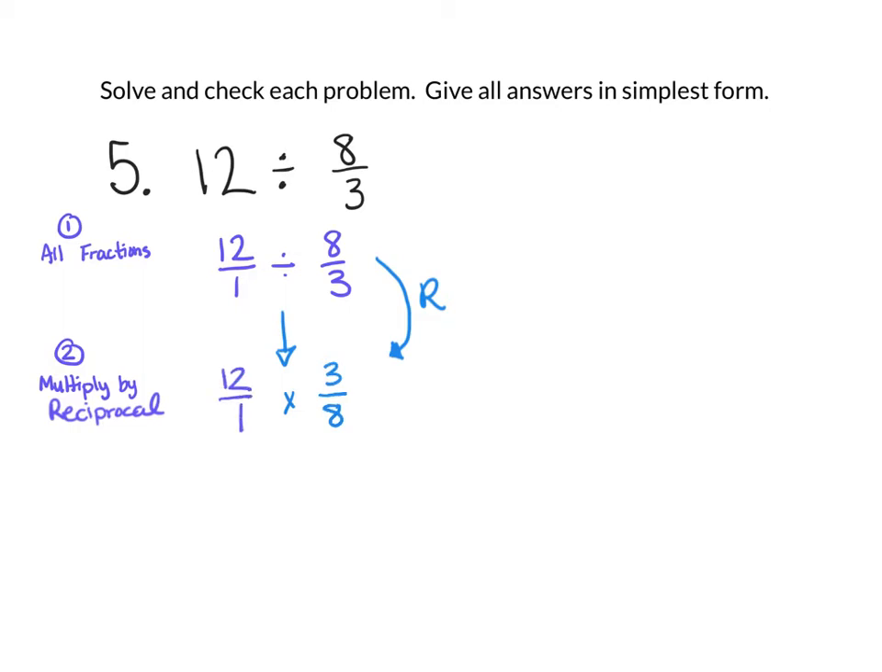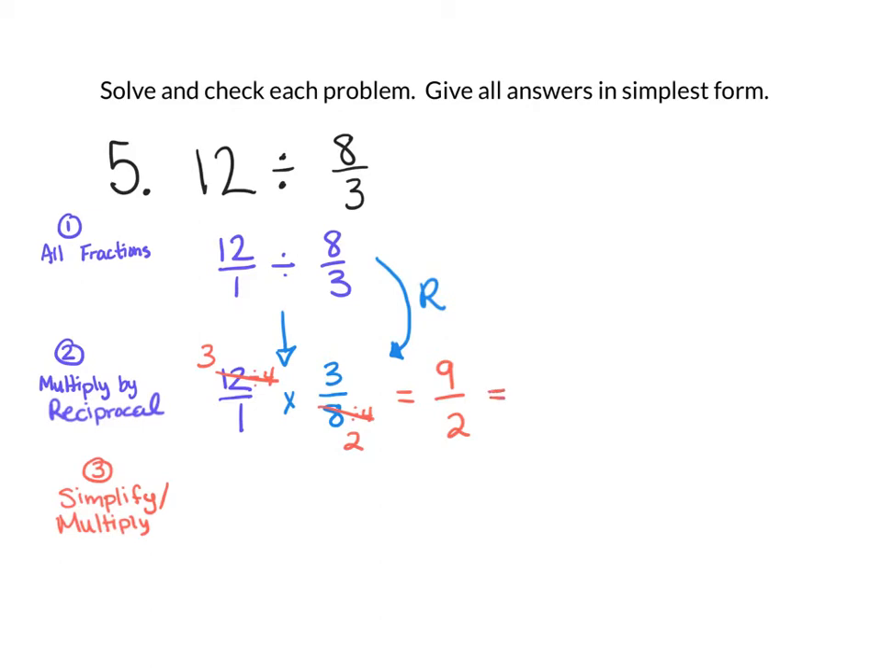Now I can simplify. So I can see that I can cross cancel, so I can divide the 12 by 4, and the 8 by 4. So 12 divided by 4 is 3, and 8 divided by 4 is 2. Now I need to multiply across, so I have 3 times 3, which is 9, and then I have 2, which is 9/2. So this is a good answer, but we could do a better answer, so we need to find the mixed number.